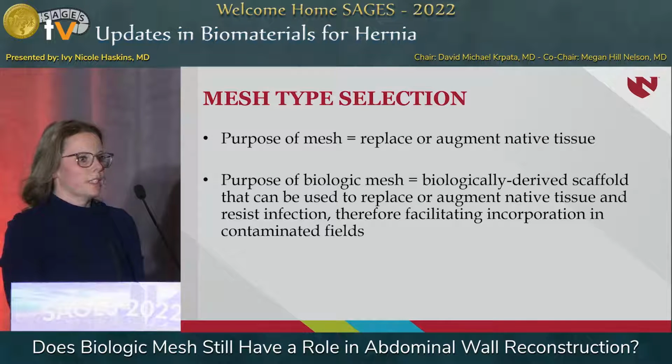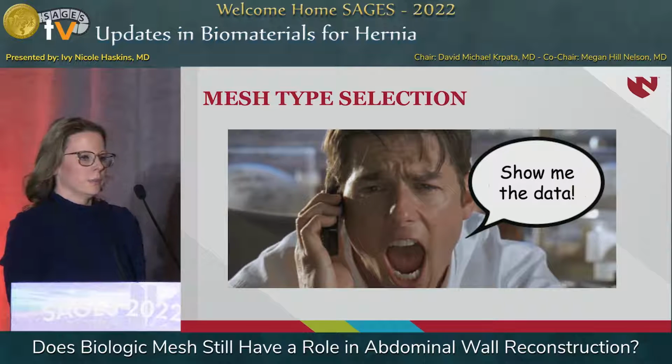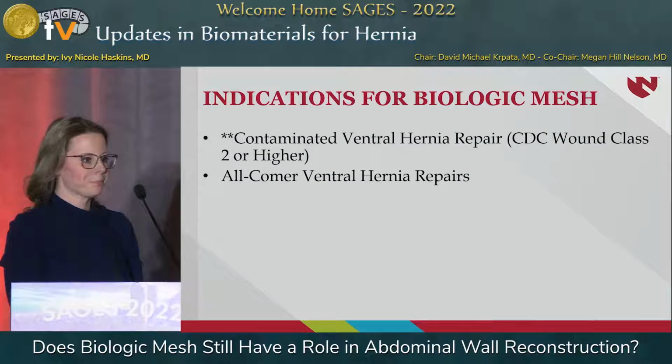The purpose of mesh, generally speaking, is to replace or augment native tissue. And the proposed purpose of biologic mesh is to replace or augment native tissue and to resist infection, which should therefore facilitate incorporation in contaminated fields. But does that actually happen? What is our data showing us in terms of how biologic mesh acts in vivo?